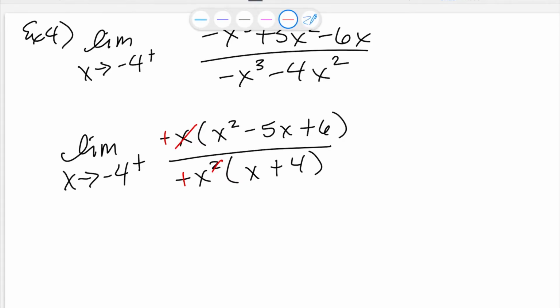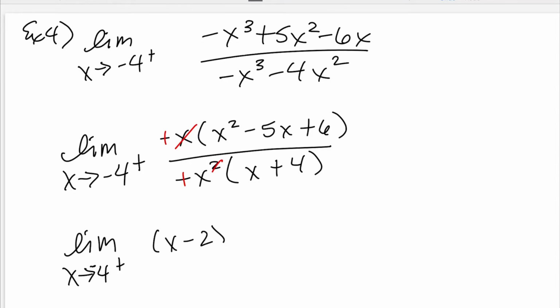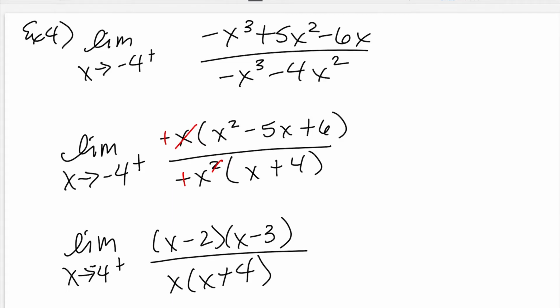And I'm going to factor that numerator too. Yes, I am. Oops, pardon me, negative 4 from the right. And I'm going to get x minus 2, x minus 3 over x times x plus 4.